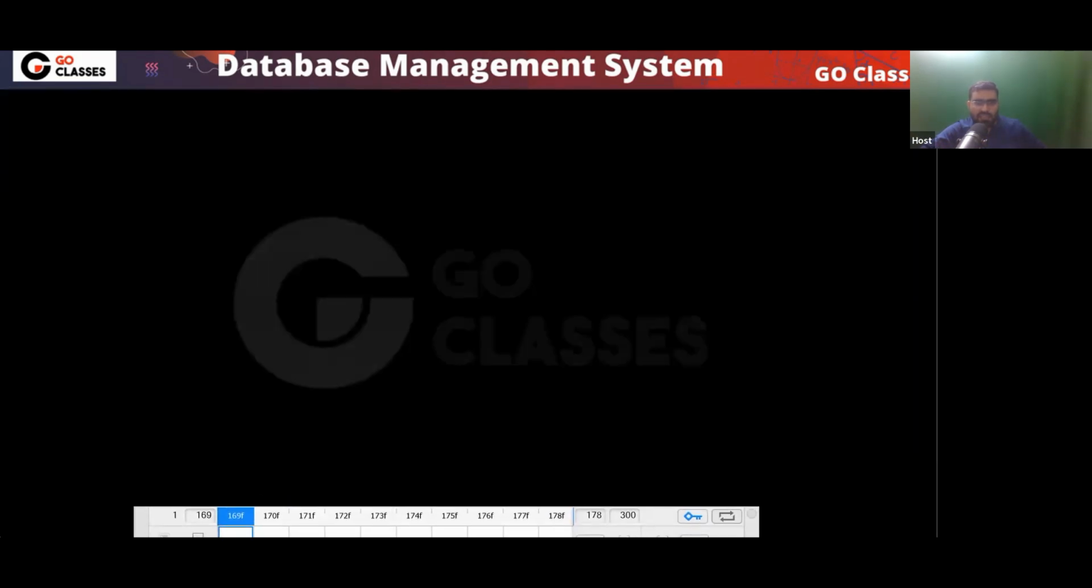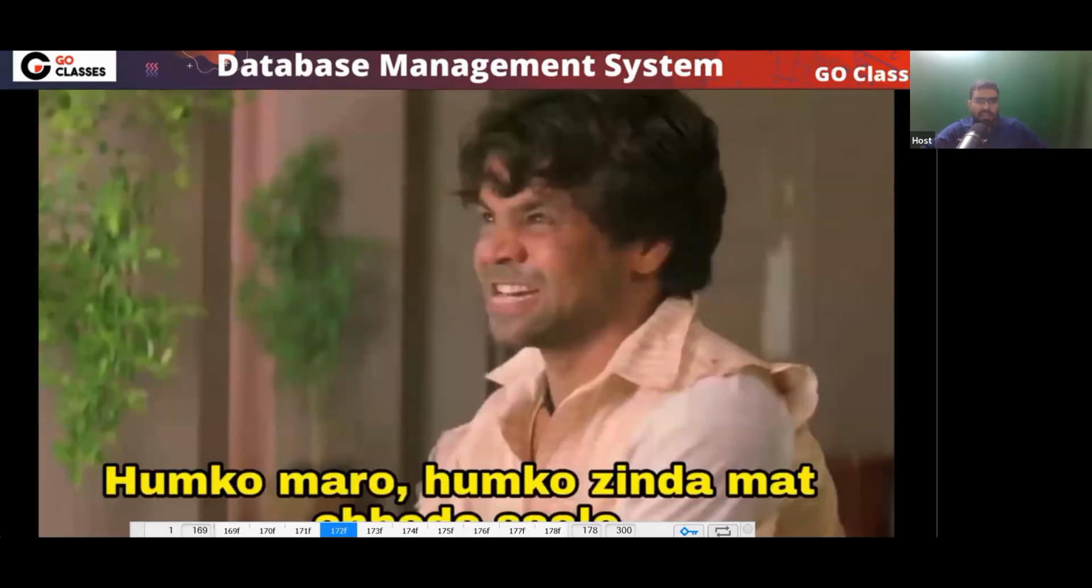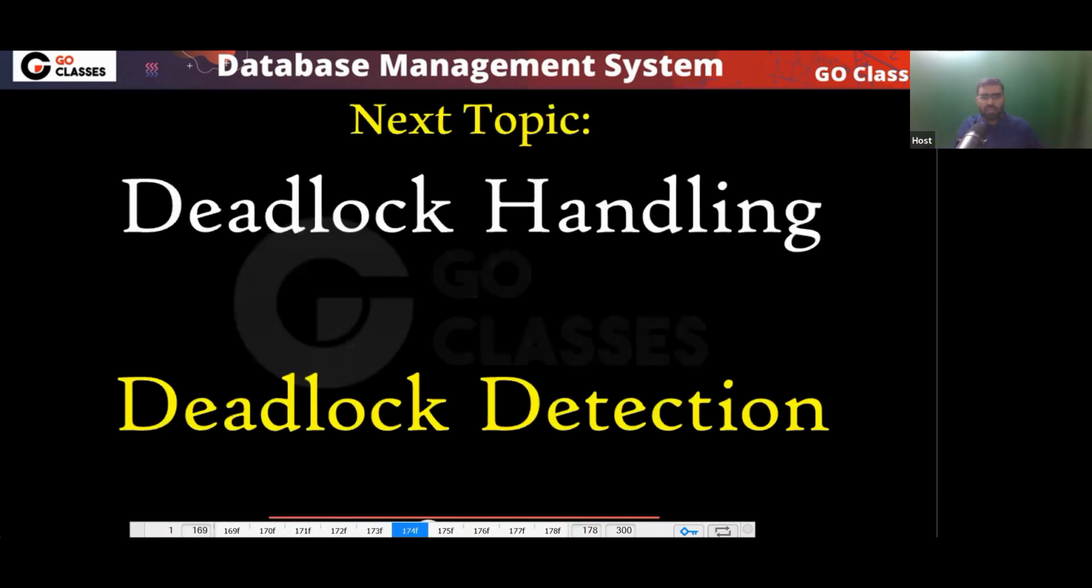Now, one last thing is remaining, but before that, you can see basically what is happening. We can say the younger transaction has this situation in wait-die or wound-wait. So definitely you are basically killing the younger transaction every time. Very simple. So that's it.